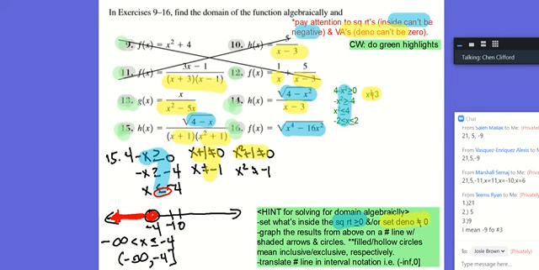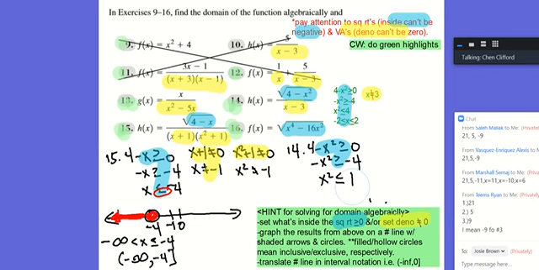Let's go look at 14 real quick. Let's do the same thing with 14. I got 4 minus x squared greater than or equal to 0. Subtract 4 from both sides, and I get that. Divide both sides by -1, which means I have to flip the symbol.